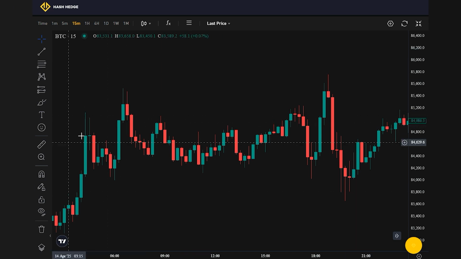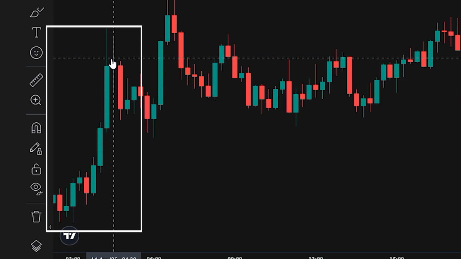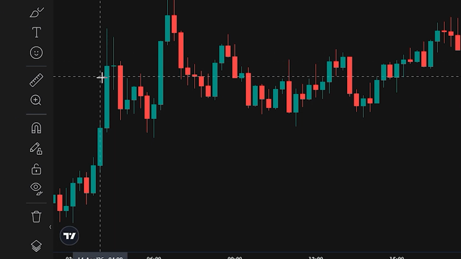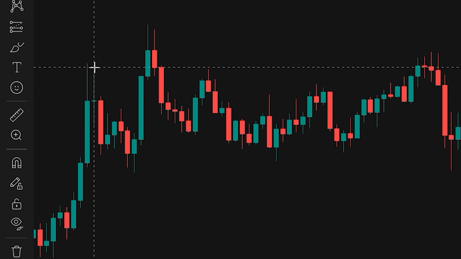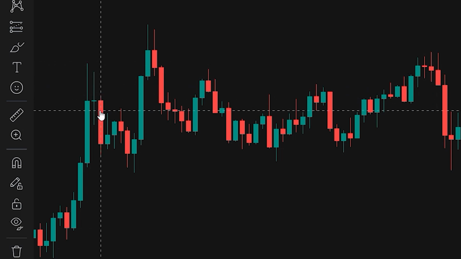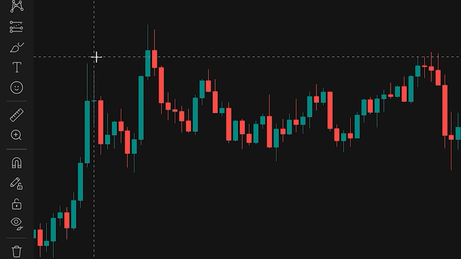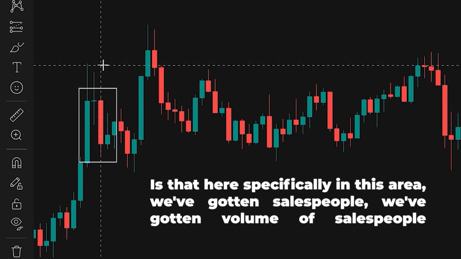How are these tails created? We have some chart movement, for example, here in this case, growth, right? The graph goes up, up, up, up, and up. To some point it reaches and then it bounces back sharply. What that means is that here, specifically in this area, we've gotten salespeople. We've gotten volume of salespeople.